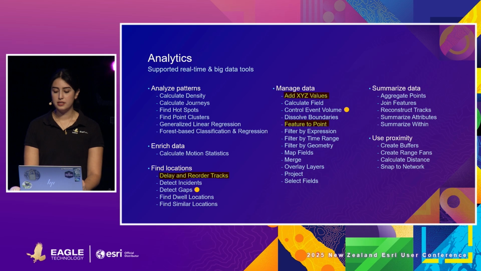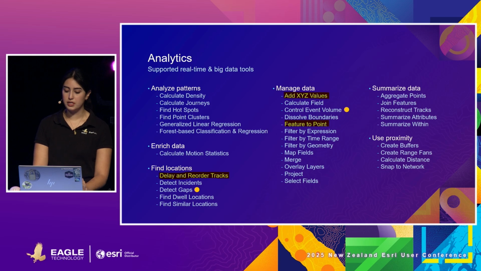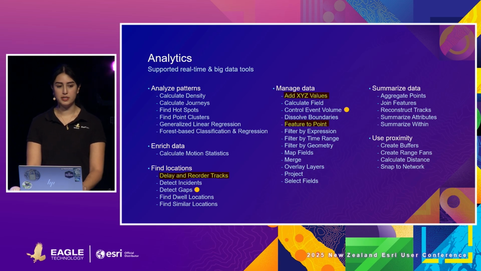And in terms of analytics, there's a wide range of analysis tools included in ArcGIS Velocity. So this includes tools for summarizing data, detecting different kinds of incidents and behaviors, and analyzing patterns. So the ones that are highlighted are new tools, and the ones with a yellow circle next to it have been enhanced. So all of these tools can be used in big data analytics, and those that can operate on a single message at a time also work on real-time analytics.